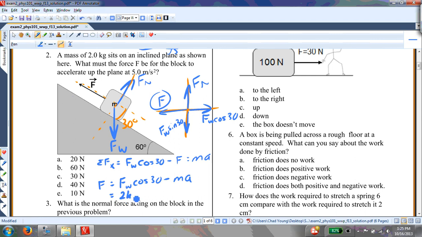So I have 2 kilograms times 10 cosine of 30 minus 2 kilograms, and this is the part that a lot of you miss. It should be negative 5 meters per second squared. Negative 5 because it's accelerating in this direction, which is in the negative x direction. I solve for F, and I get 30 newtons.